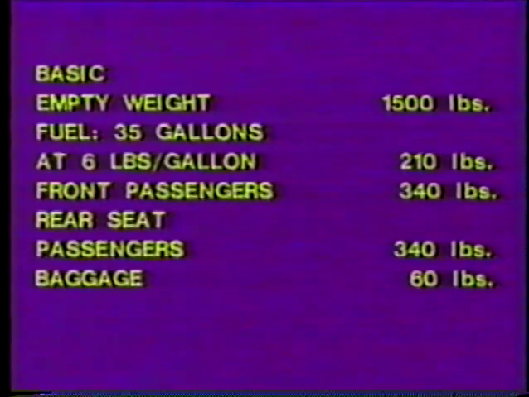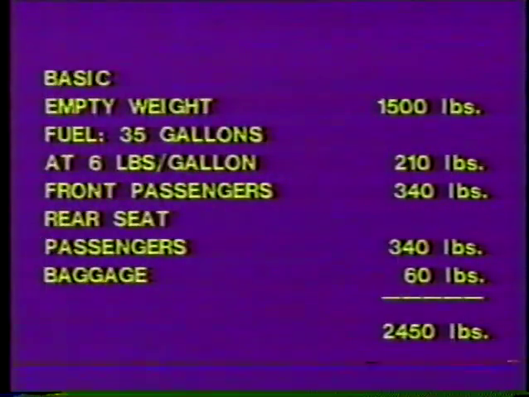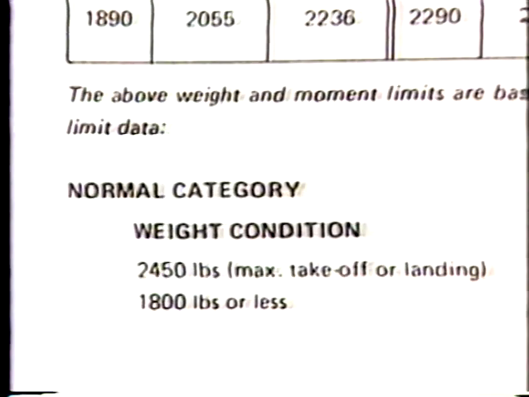Always use actual weights of people and baggage. Although the airlines can safely use a standard weight of 170 pounds per passenger, even one person's weight difference from standard affects the general aviation airplane's performance. With the list completed, add all the item weights together. This gives you the total gross weight. The total takeoff weight is 2,450 pounds. As you can see, the total load does not exceed the manufacturer's maximum limit of 2,450 pounds.